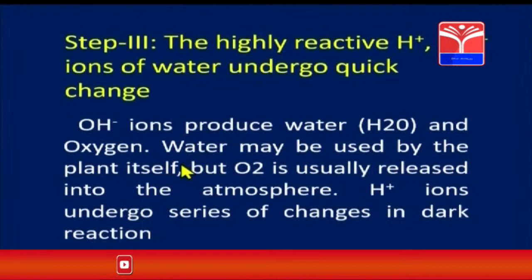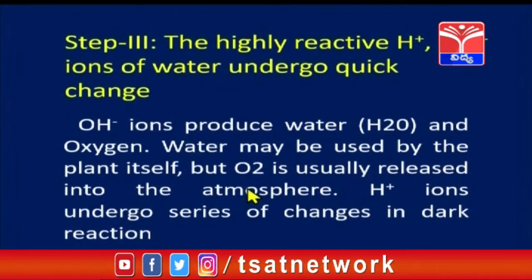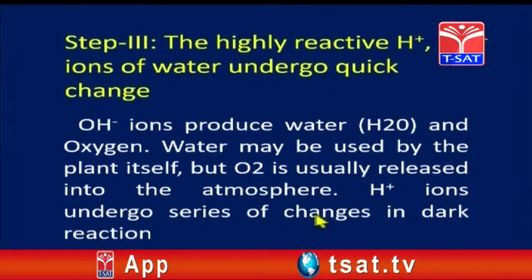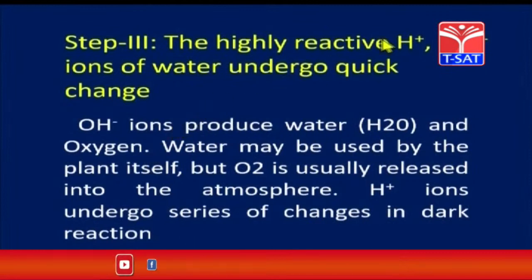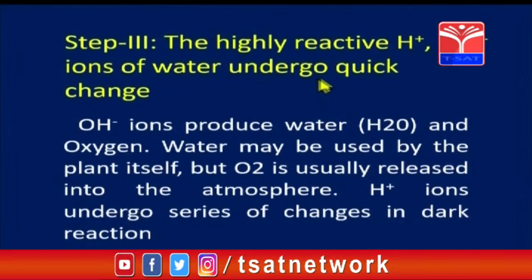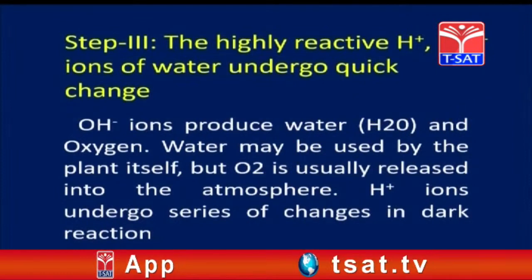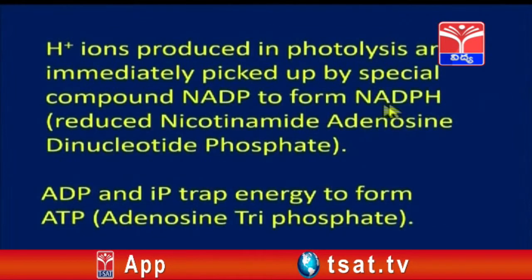Water is used by the plant itself, whereas oxygen is released into the atmosphere. As we all breathe oxygen, we are using that oxygen. The next element is the H plus ion. H plus ion undergoes a series of changes in the dark reaction. So, in step 3, we talked about H plus and OH minus ions. H plus ions play a major role in the dark reaction, whereas OH minus ions will produce water and oxygen. Let us go for the next topic.